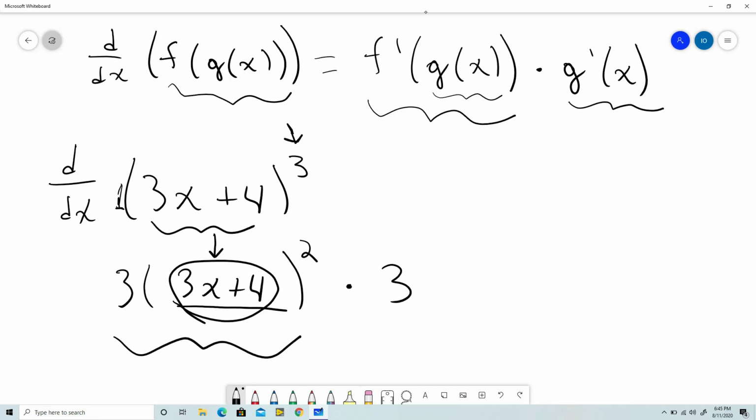And this is just a simple example. There can be multiple layers.